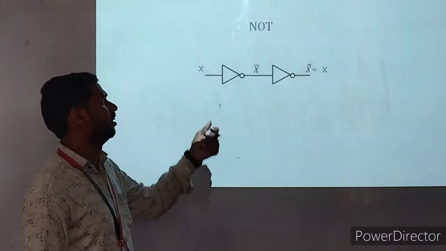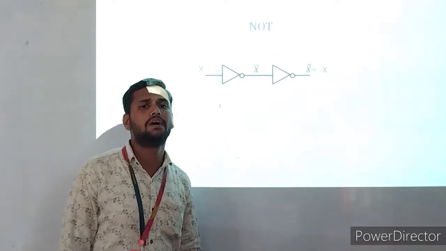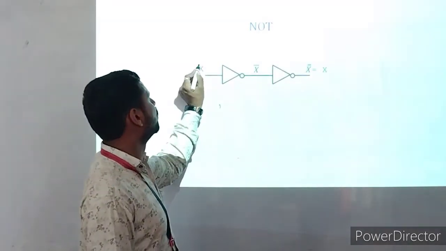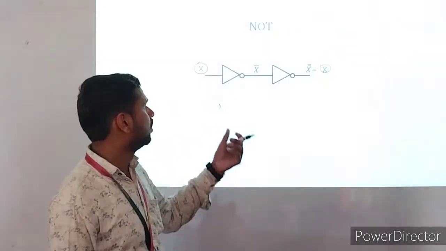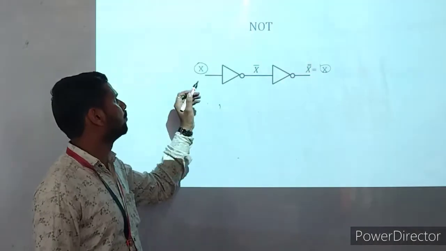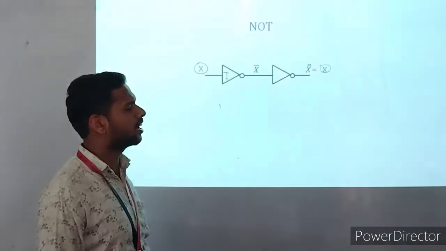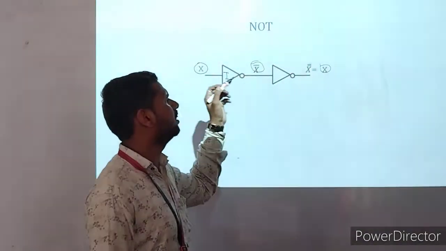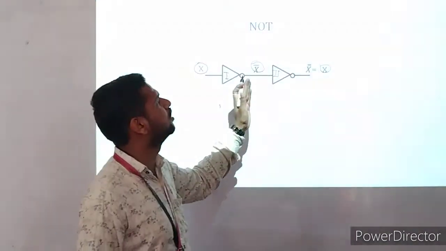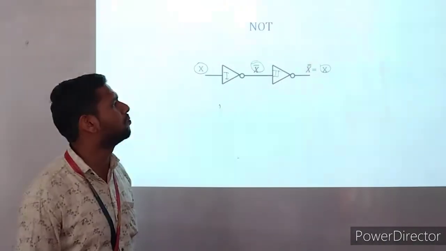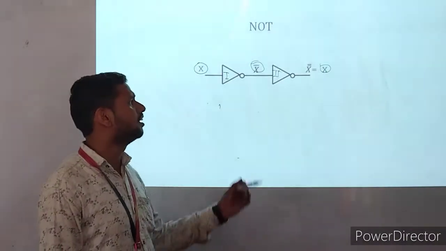The next combination is two NOT gates connected back-to-back, or cascaded. The input is X, and the final output is also X. Why is this possible? Because the input X is connected to the first NOT gate, and its output is X complement. This X complement is connected to the input of the second NOT gate, and its output is X double complement. It means the original input is available at the output.